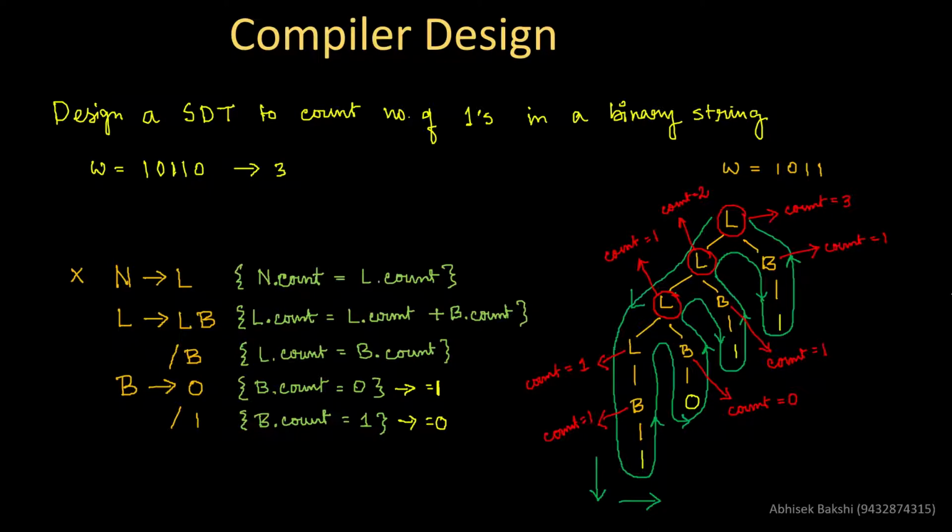So we have seen how we can design the SDT depending on our requirement. Whether this 1 and 0 is used depends upon whether you are counting the number of ones or the number of zeros. If you consider the number of zeros, I will just consider my count value equal to 1 for B to 0 and count value equal to 0 for B to 1. It will just be opposite, right?